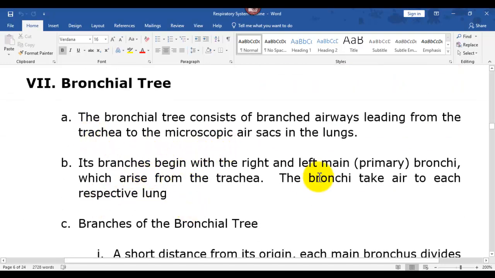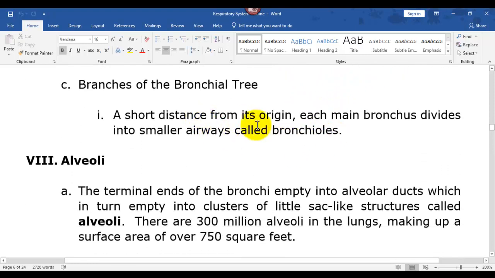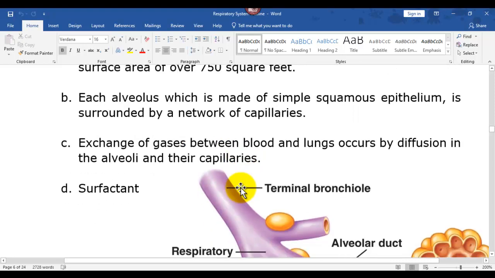Now, like I was saying, the bronchial tree, I showed you that, the main primary bronchi, and then the branches of the bronchial tree. Okay, the alveoli. Now, on the ends of what you saw there, the tertiary, you see they get really small.